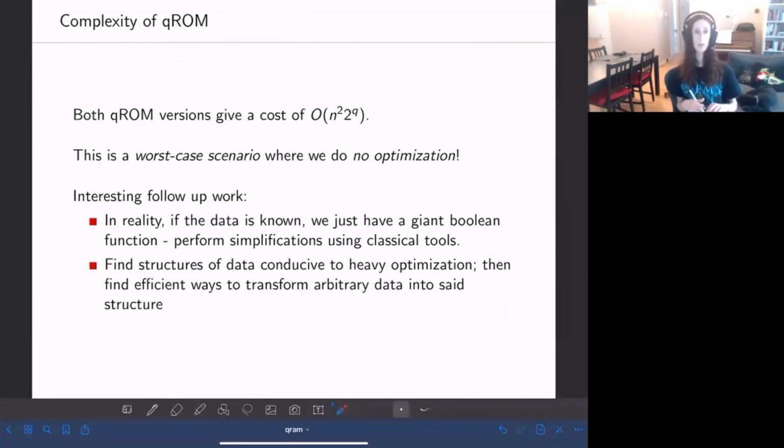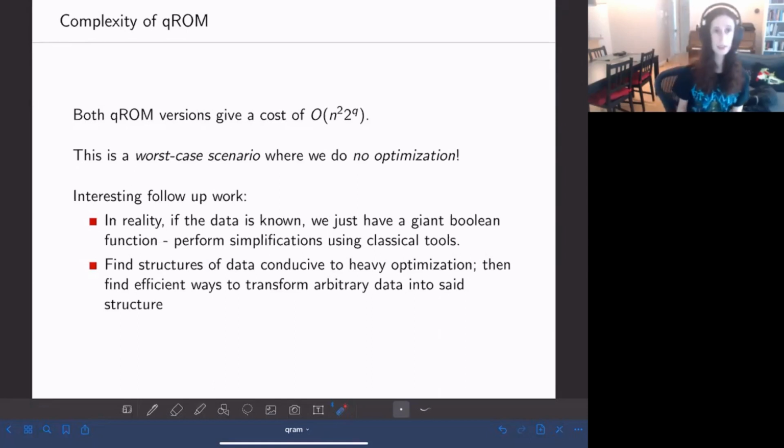So I want to point out, though, that this is very much a worst case scenario. I've not done any optimization on these circuits to get these numbers. In reality, if we know the data that we have, we know what the circuit looks like. And that circuit's a Boolean function. And there are a lot of classical tools for optimizing Boolean functions and coming up with something equivalent that maybe is not just doing a sequence of 2^q of these mixed polarity gates that use all of the qubits as controls. It might be something simpler. But then we would have to actually go and do that and get the resource estimates and see what things look like on average. So that's future work.